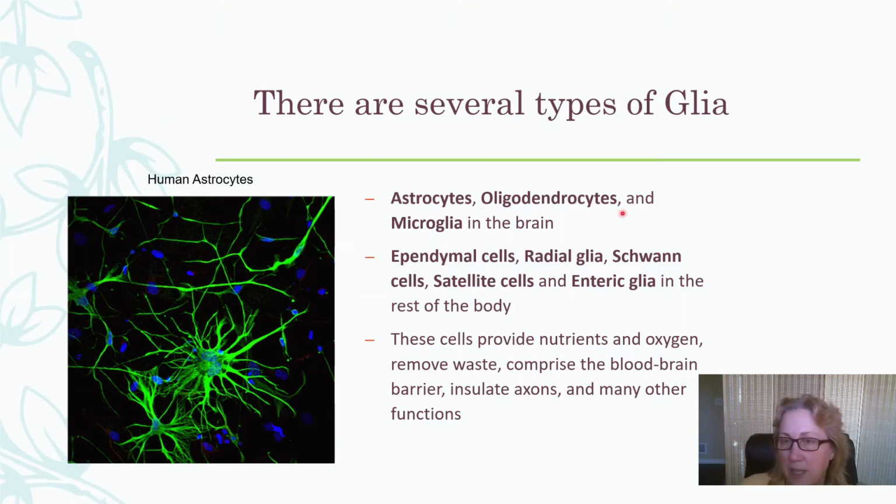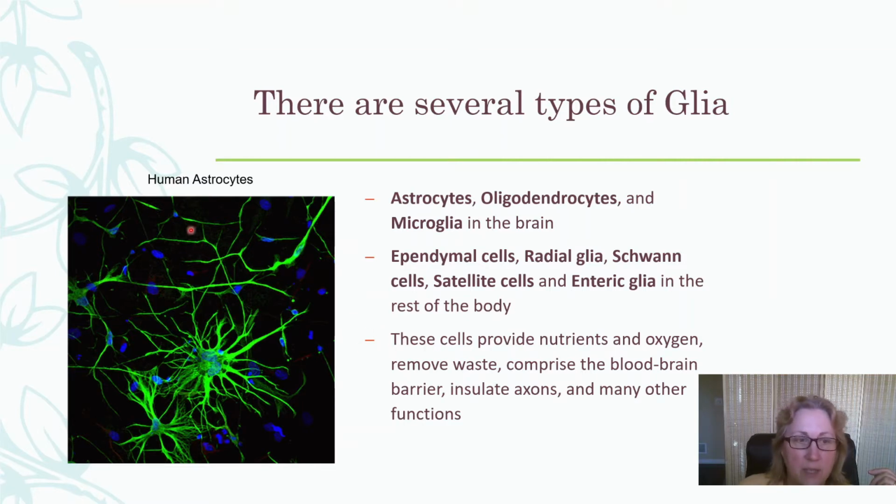Astrocytes, oligodendrocytes, and microglia. And microglia, you might imagine, are small. These are found in the brain. Ependymal cells, radial glia, Schwann cells, satellite cells, and enteric glia are in the peripheral nervous system, and we'll talk about the functions of some of these in this chapter and some in the next two chapters.